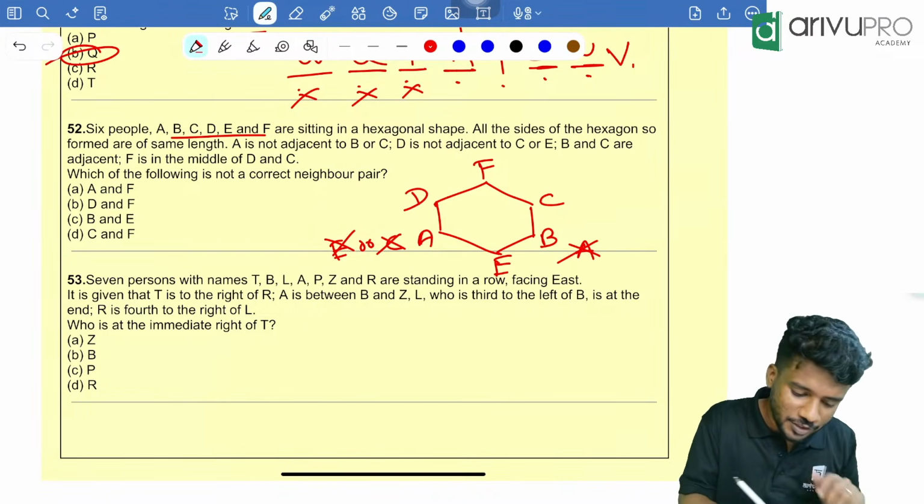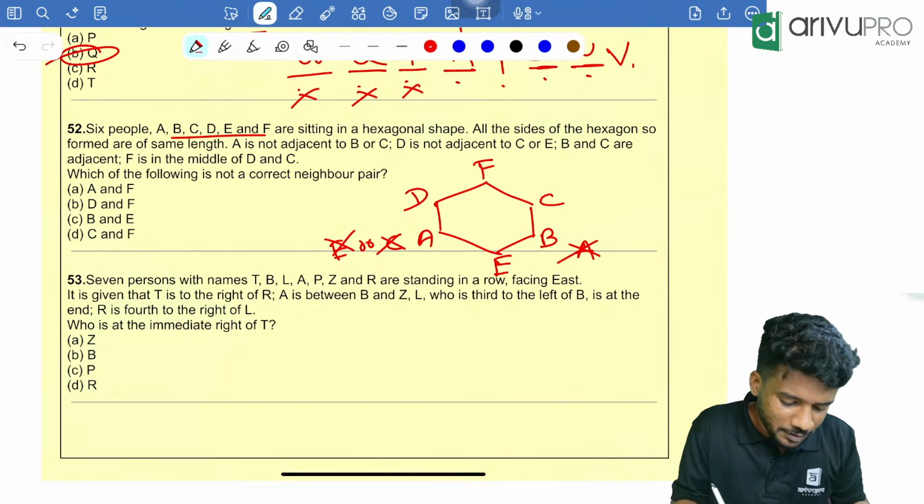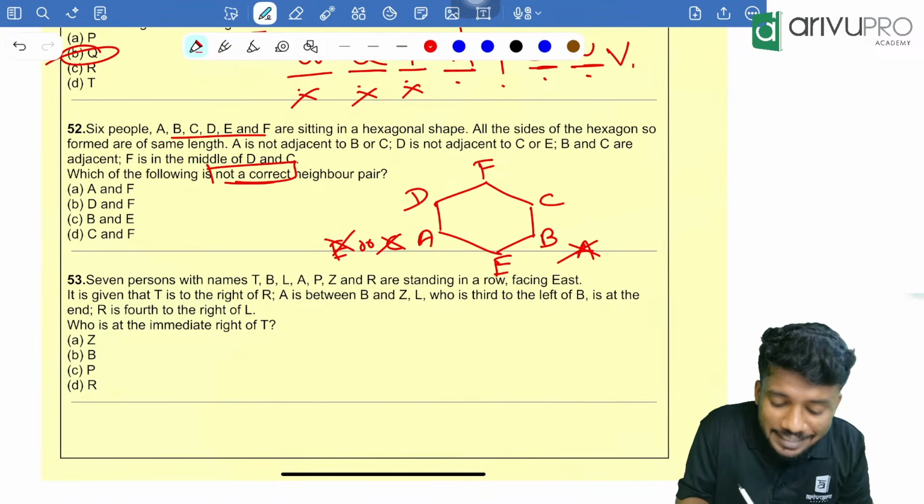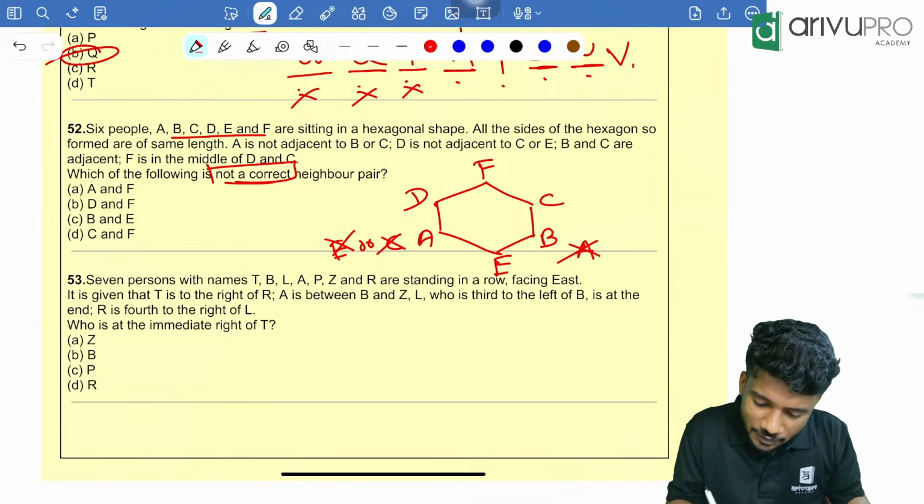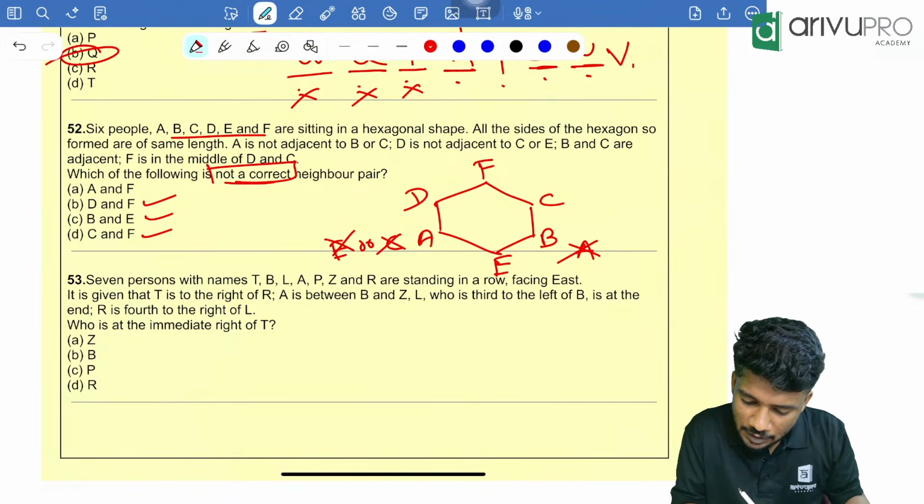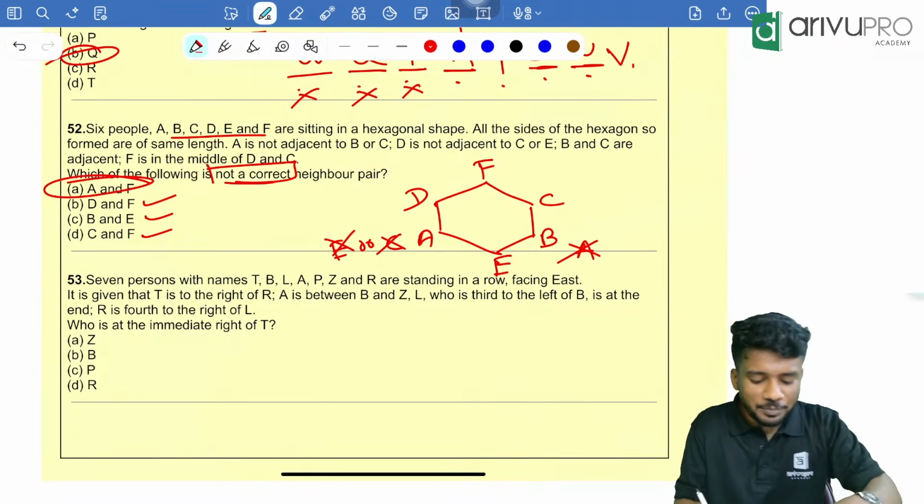Done. Next question. Which of the following is not correct? Not a correct neighbor pair is the question. AF. Are they correct? AF is, DF is correct. BE is correct. CF is correct. So answer is option A.